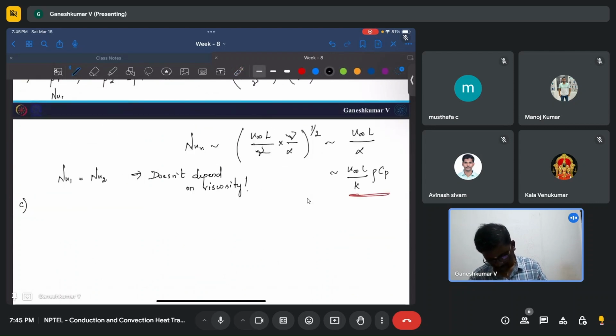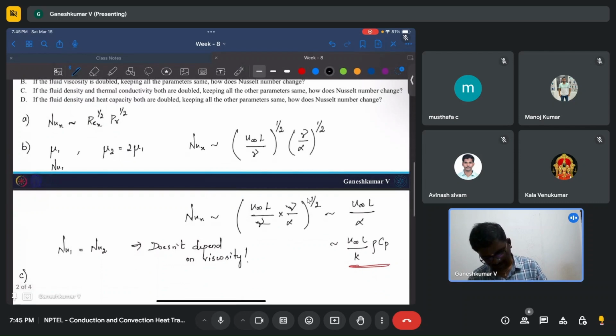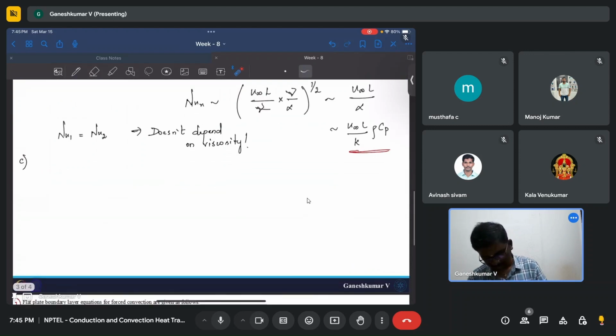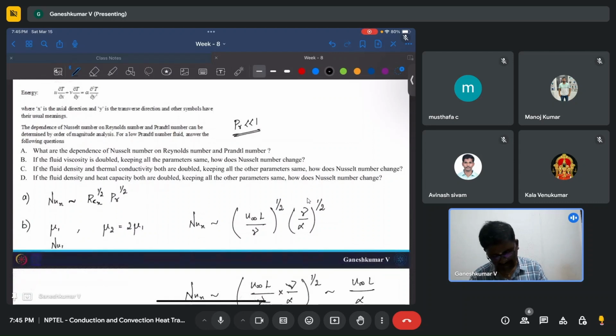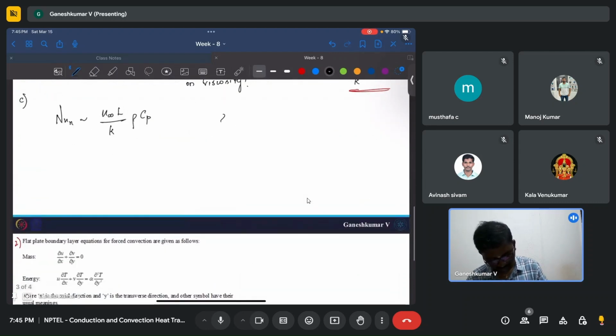Okay. Now the second question that they are asking is, if the fluid density and thermal conductivity both are doubled, then what happens to the Nusselt number? Let's write the Nusselt number relation. We already derived it, right? U infinity L by K into rho Cp. So what they are telling is, rho is also doubled and thermal conductivity both are doubled. So rho 2 is nothing but 2 times rho 1, and thermal conductivity K2 is nothing but 2 times K1.